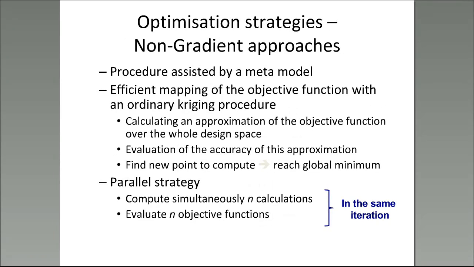The non-gradient approaches are often assisted by what we call a meta-model. A meta-model is a kind of reduced model which gives you results quite close to your direct finite element model. In those cases, what we do here at CMF is to have an efficient mapping of the objective function with a sort of Kriging procedure. And we use those approaches coupled with a parallel strategy in order to be able to converge towards a minimum.